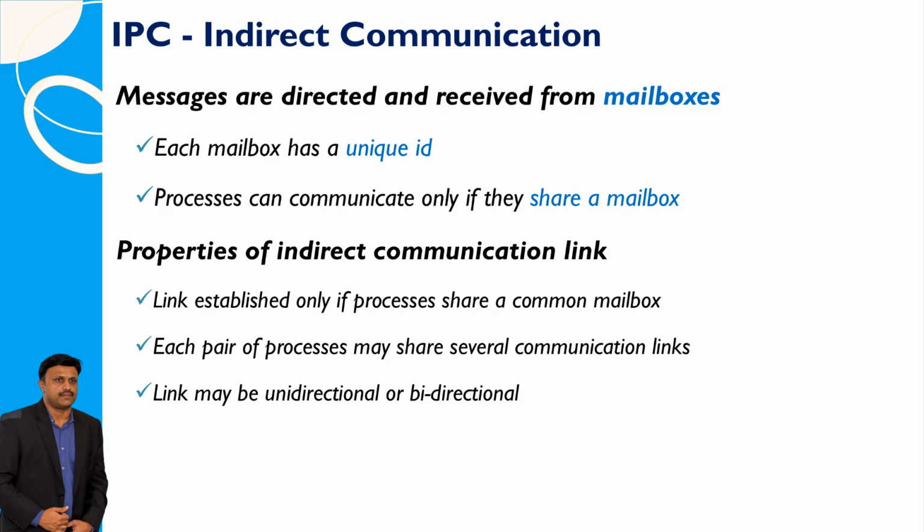In inter-process communication through indirect communication, messages are exchanged via mailboxes, each assigned a unique ID. Processes can communicate only if they have access to the same mailbox. Key features include the establishment of a communication link only when processes share a common mailbox, allowing each pair of processes to potentially share multiple communication links, and the flexibility for these links to be either unidirectional or bidirectional.